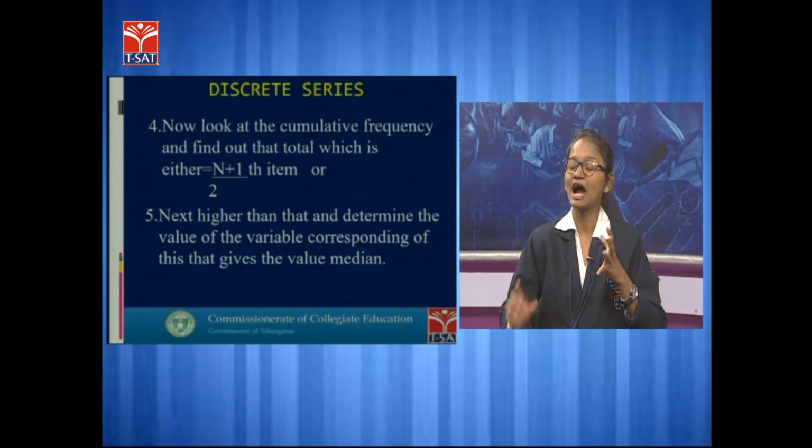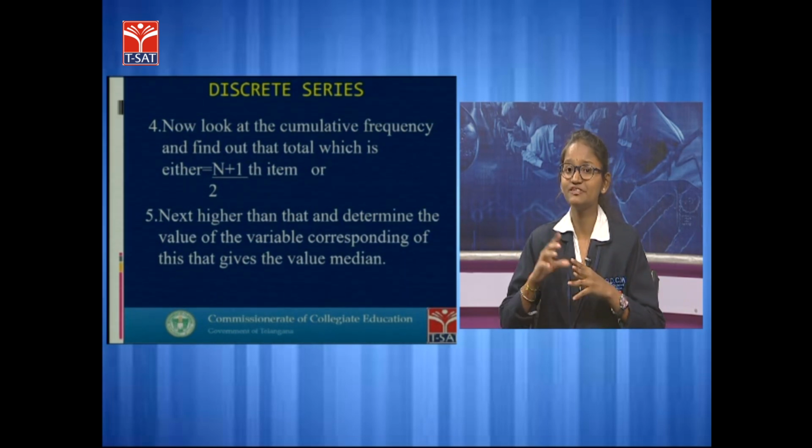After applying this formula, we just have to look at the cumulative frequency. In that cumulative frequency, we should consider the value which is equal to (n plus 1) divided by 2 item, or else we have to take the value which is greater than that, but we shouldn't consider the value which is less than that.